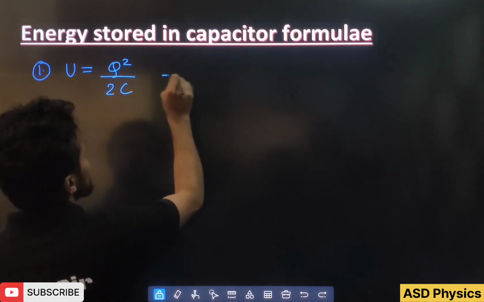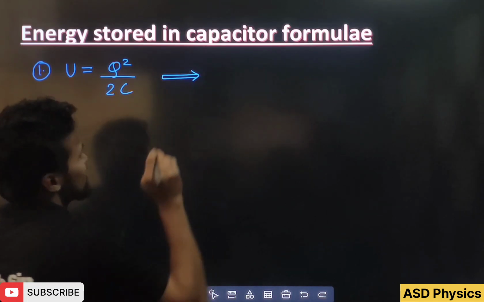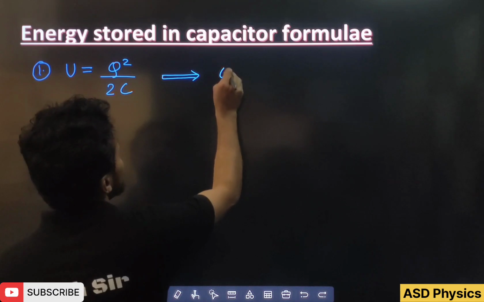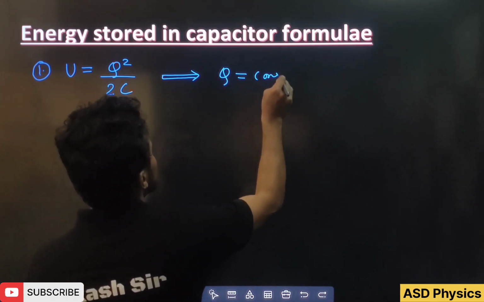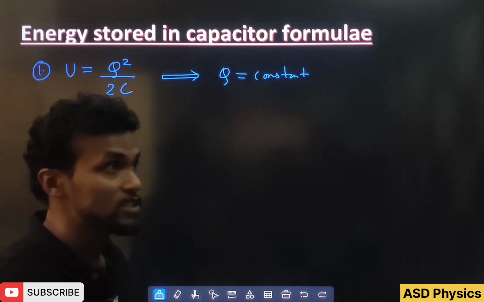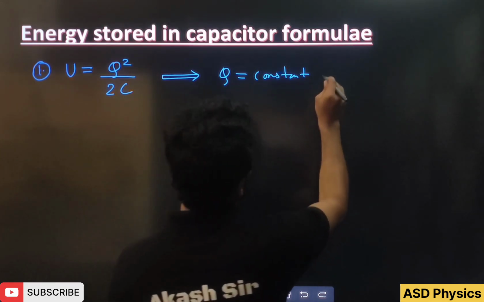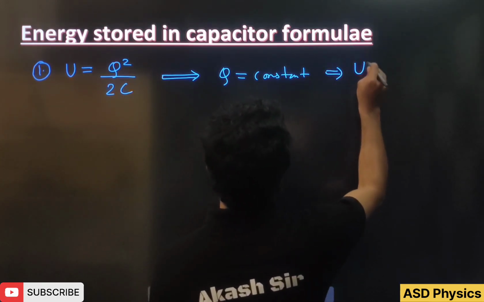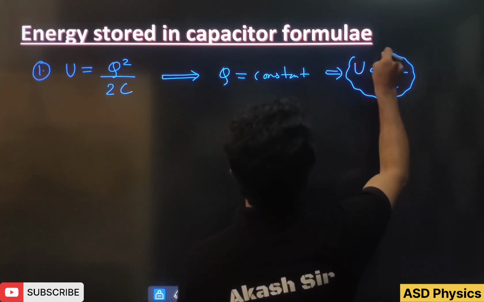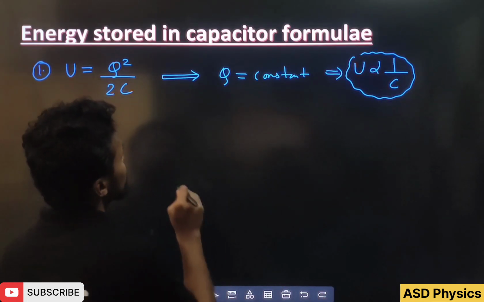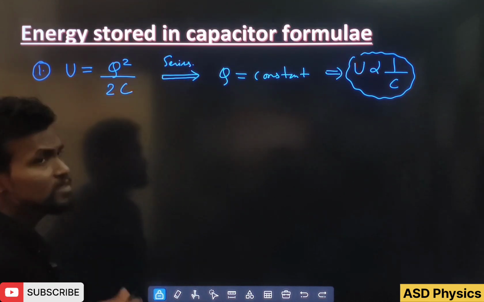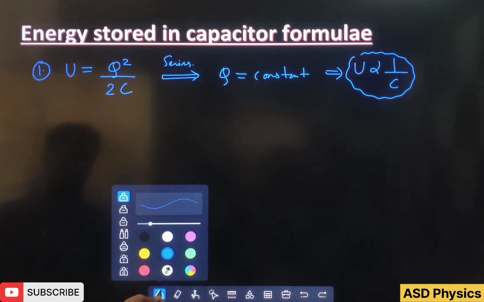I will suggest one thing, because it changes from question to question. When the capacitors are connected in series, the charge Q used to be constant. So when capacitors are connected in series, their charge will be constant, and there you can use this formula. According to this, U will be inversely proportional to C. When the capacitors are connected in series, the charge will be constant, and that time you can use this formula.